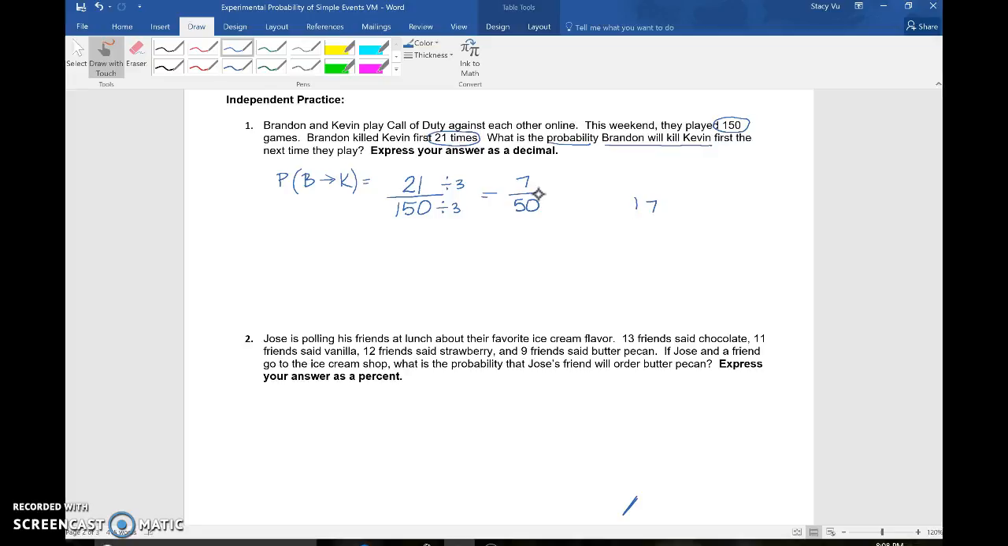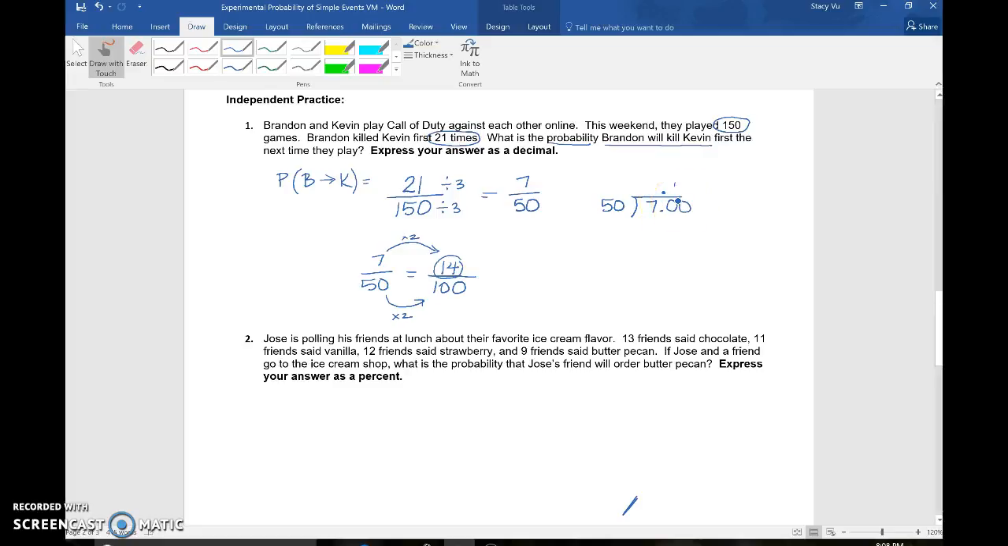You can do top in, bottom out, or you can try to get a denominator of 100. So you can use place value. I know that 50 times 2 is 100. So 7 times 2 is going to be my new number up top. Another way is top in, bottom out.